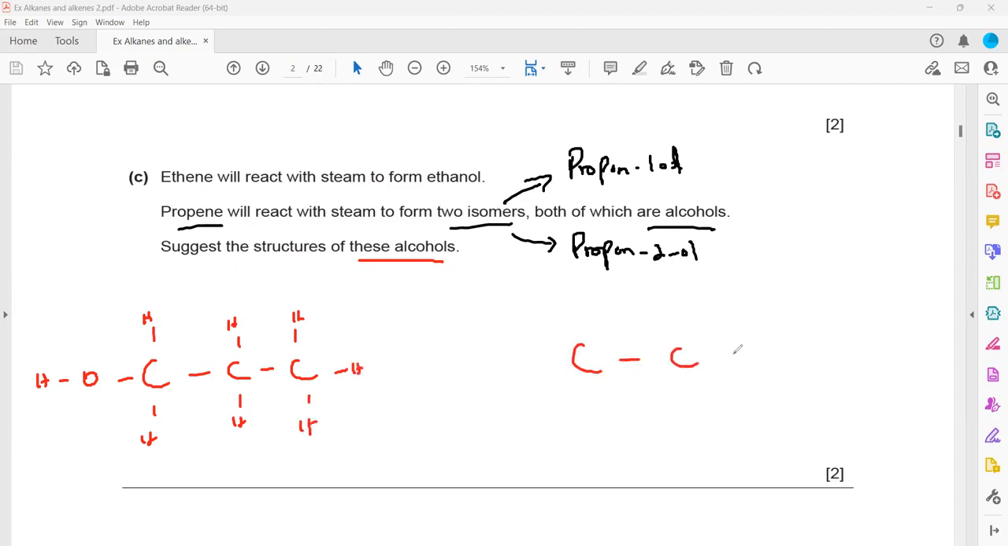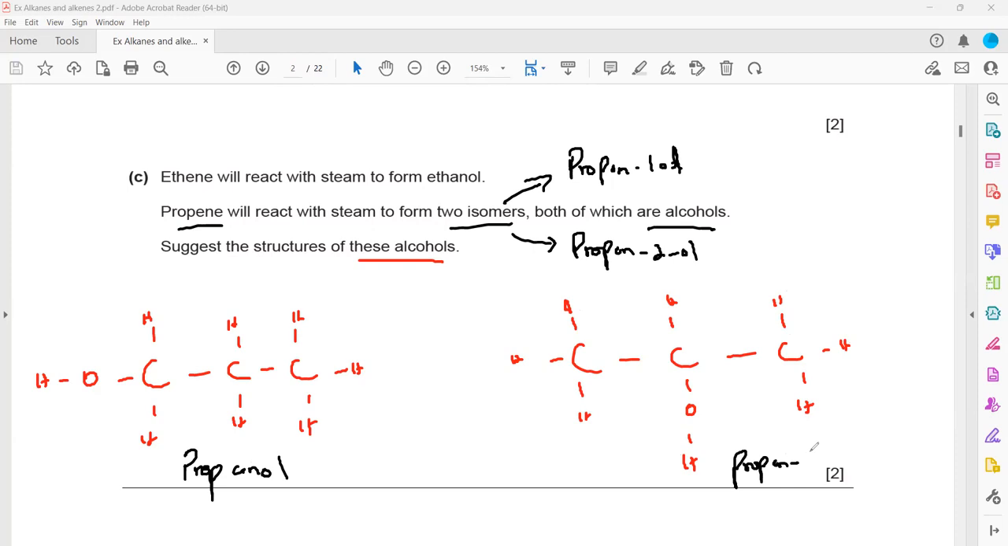And then what is propan-2-ol? The OH will be attached to the second carbon. So OH attached to the first is propan-1-ol, or you can also say propanol. It's the same thing. And this one, you have to specify, is propan-2-ol. What is 2 representing? 2 is representing the position of OH, that OH is attached to the second carbon.